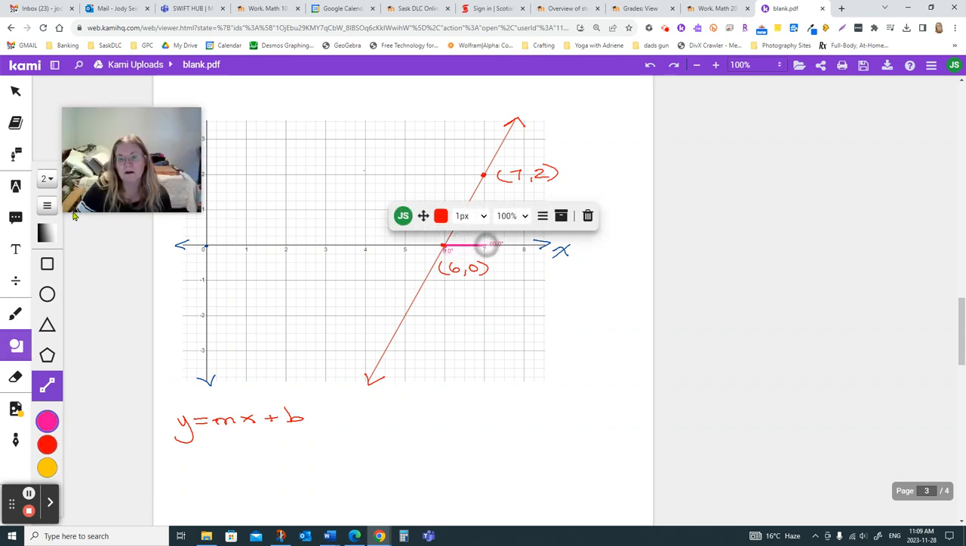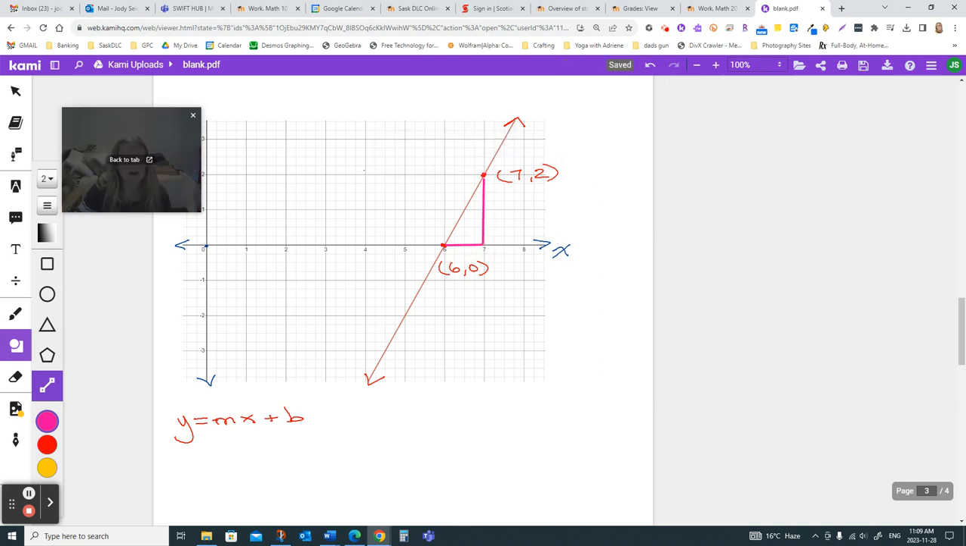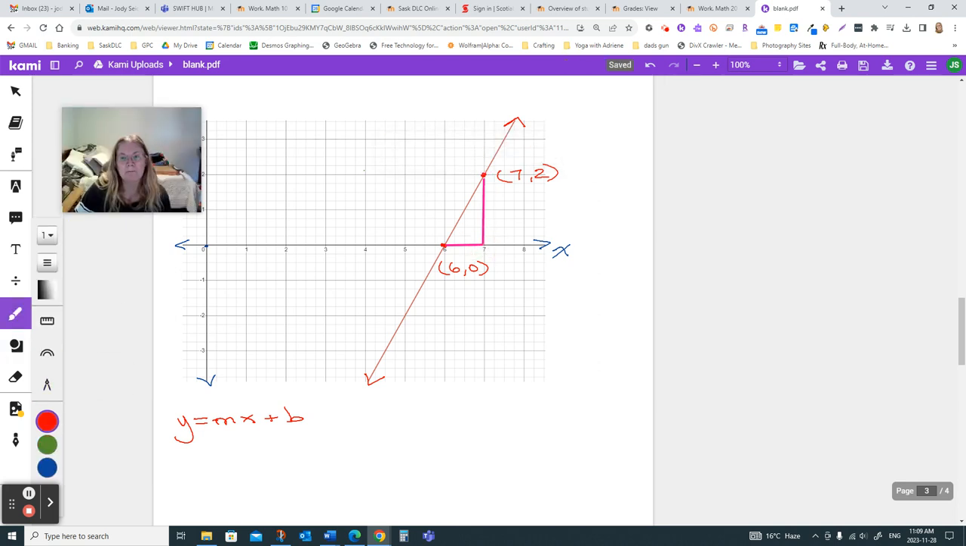I'm going to draw a triangle so you can see the rise and the run. Here my rise is 2. My run is 1. So my slope, which I know is rise over run, and make yourself write your formulas down every time, and then you'll remember what they are. My slope is 2. So I know my equation is y equals 2x plus my y-intercept.